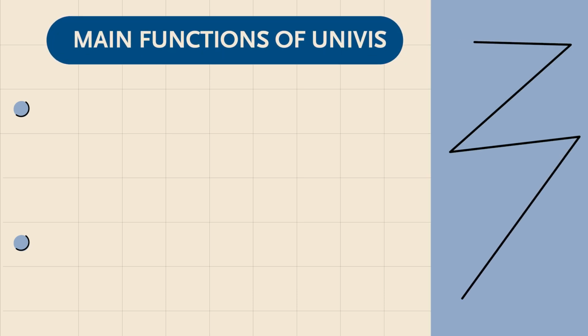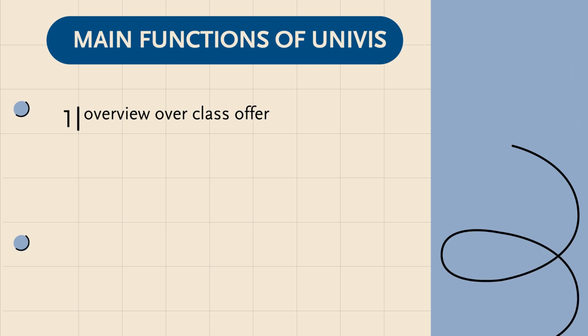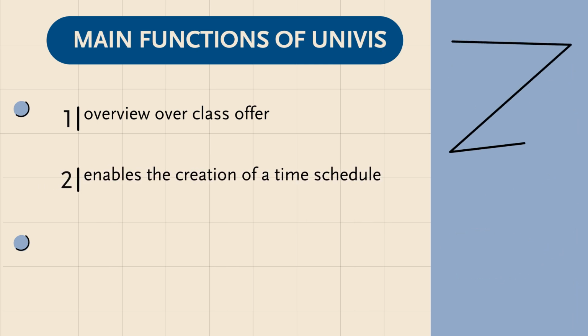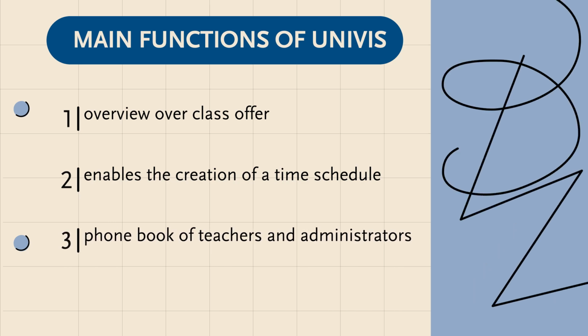The central functions of UnivIS are the overview of the classes offered at the University of Bamberg, the possibility to create your timetable, and it is also a phone book of both teachers and administrative staff.